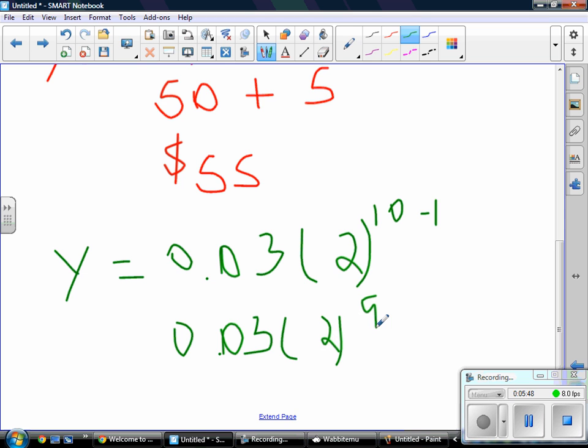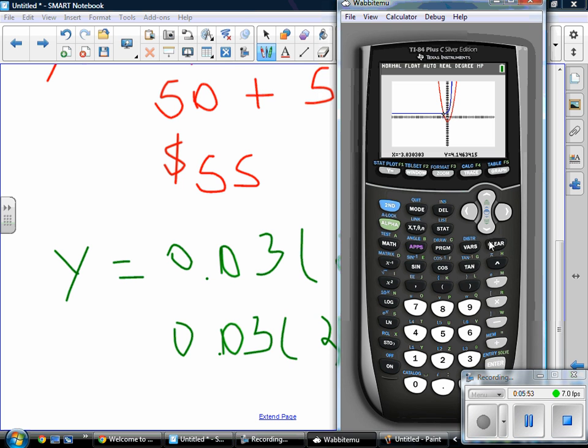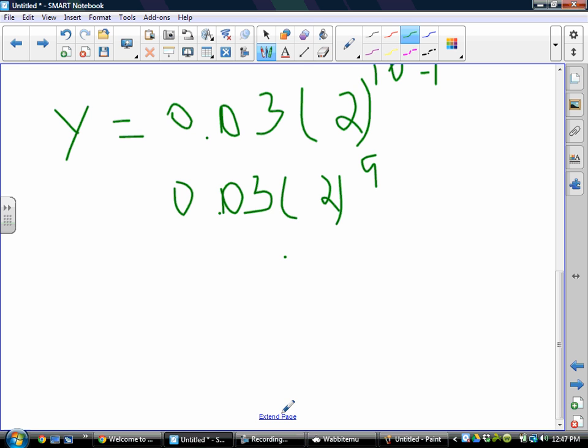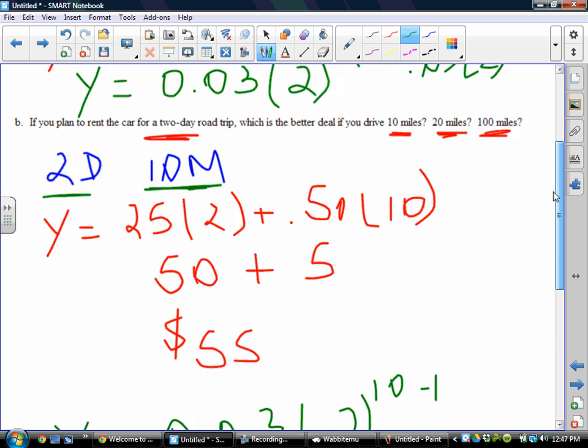So if I type that into my calculator, I'm going to take 0.03 times 2 raised to the 9th. It's going to give me only $15.36. That's way better. So for the first option, I'm just going for 10 miles. I want to go with my teacher's car. Okay? So what you're going to do for the next two, you're going to plug in these values.